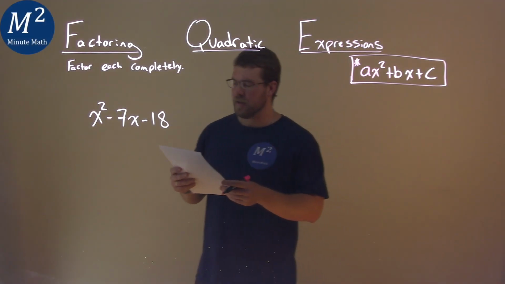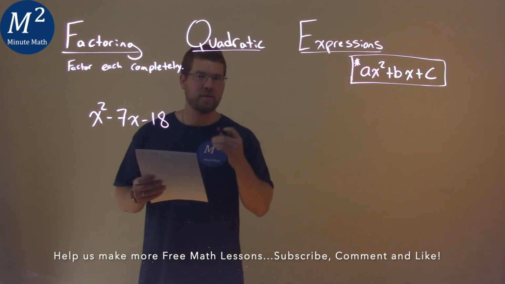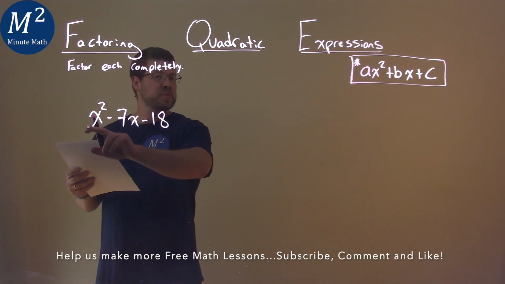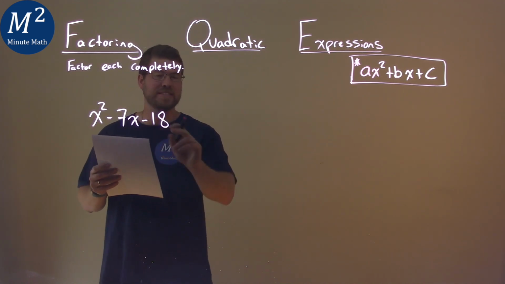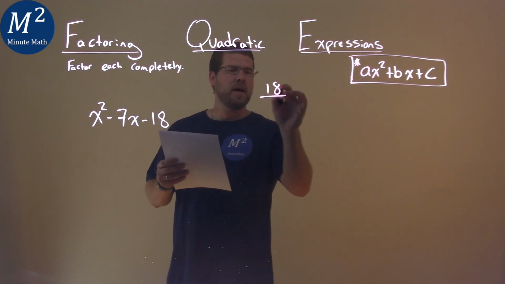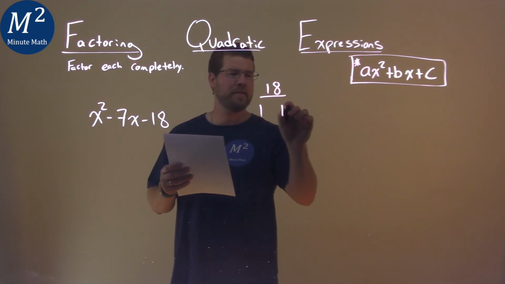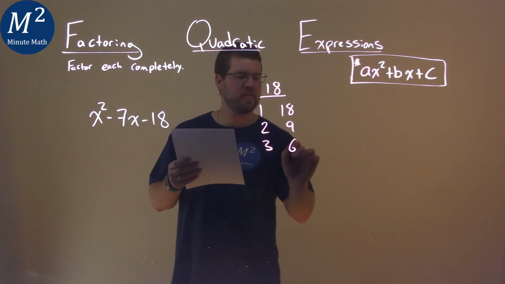We're given this problem right here, x squared minus 7x minus 18, and we have to factor this completely. We first are looking at our a value, which we know is 1. So then we just have to look now at the c value, which is 18, or negative 18. So I'm going to take 18, and I'll find the factors of that. What two numbers multiply to be 18? Well, 1 and 18, 2 and 9, and 3 and 6.